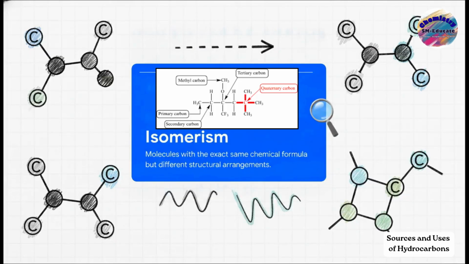This brings us to a seriously fascinating concept, isomerism. Basically, isomers are molecules that have the exact same chemical formula, meaning the exact same number of carbon and hydrogen atoms, but they are arranged completely differently. Because the physical structure is different, they act as entirely distinct chemical substances. They can even have completely different physical properties, like different boiling points. It's like having the same set of Lego bricks, but building a spaceship instead of a car.